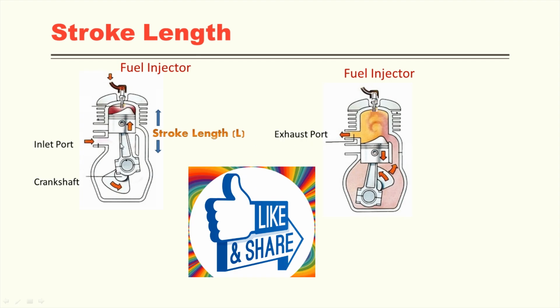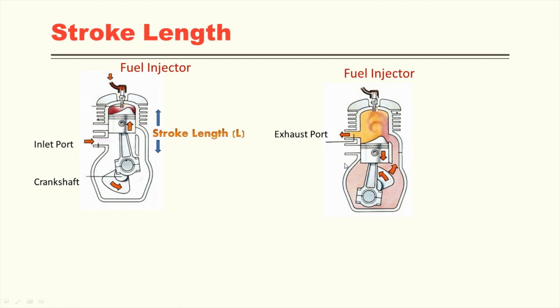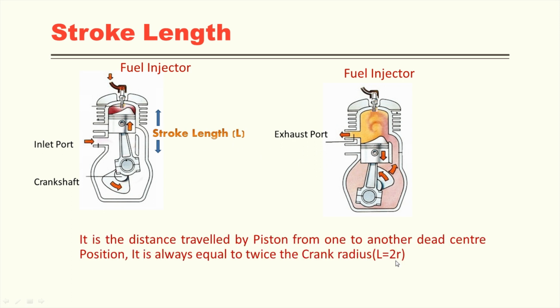Next one is stroke length. Stroke length means the traveling distance of piston from one dead center to the other dead center, or from TDC to BDC or BDC to TDC. It is called stroke length. Here you can see that it is the stroke length. It is the distance traveled by piston from TDC to BDC. It is the basic relationship between stroke length and crank radius.